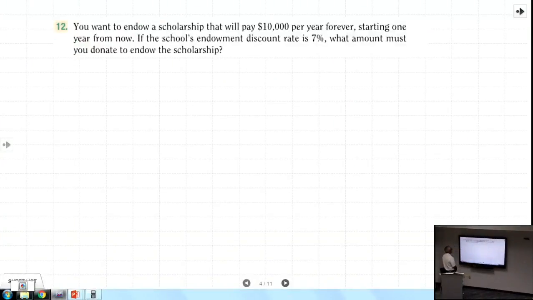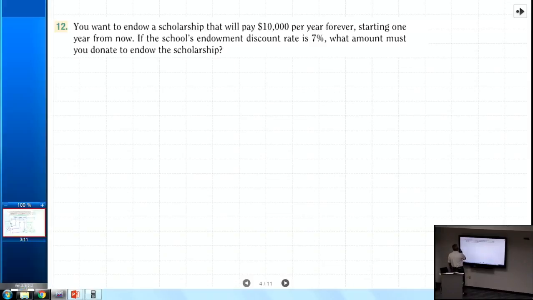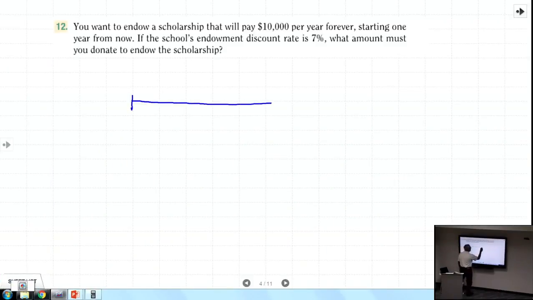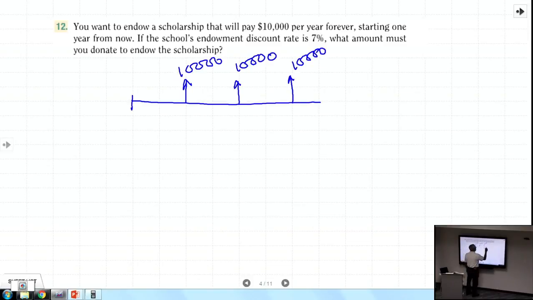Problem number 12, you want to endow a scholarship that will pay $10,000 per year forever, starting 1 year from now. If the school's endowment discount rate is 7%, how much must you donate now? This is a typical problem that foundations run into. You want to create an endowment that pays $10,000 each year, and there is no endpoint to it till infinity.